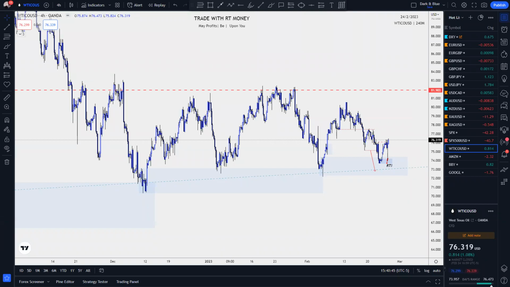It's a pullback week. It's a pullback week, so you've got to be patient with it, okay? Talk to you later.